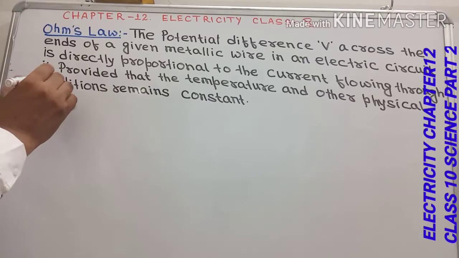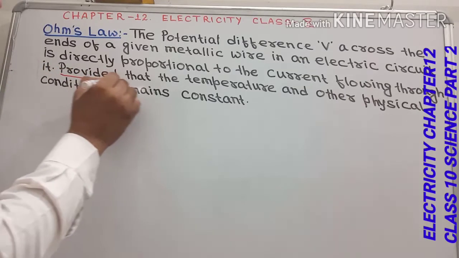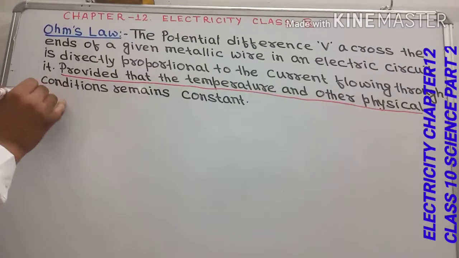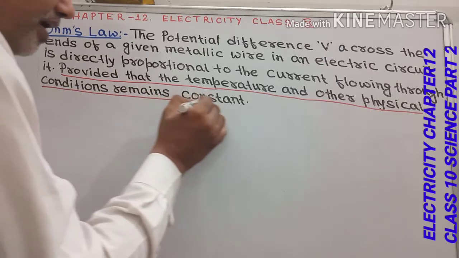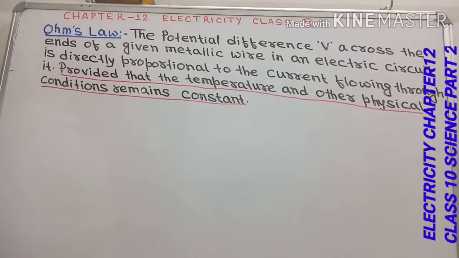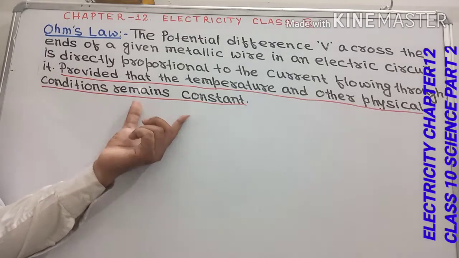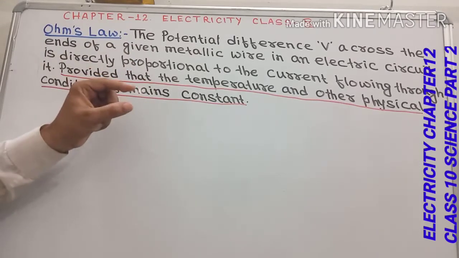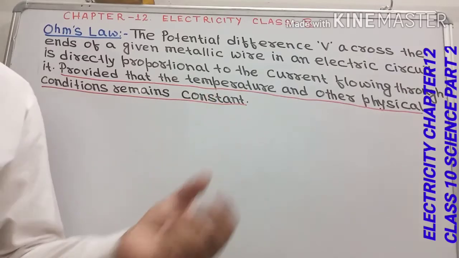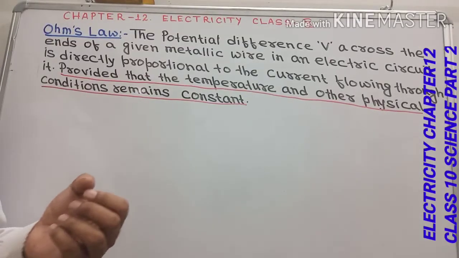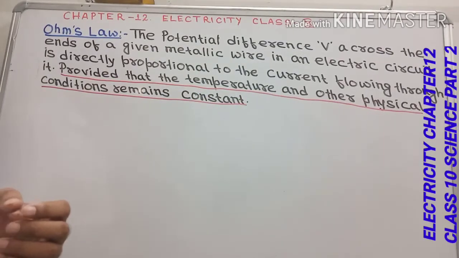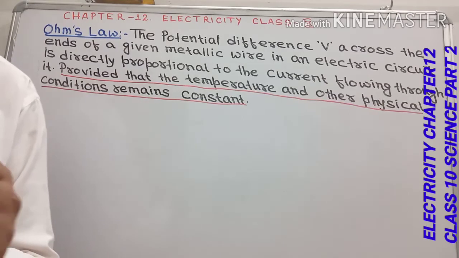Here, beta, this is very important. I am underlining this. This line is very important because if this underlined content is not in your definition, then Ohm's law fails, because it basically depends on the temperature and other physical conditions like pressure, etc. So when the temperature and other physical conditions vary, Ohm's law also varies.